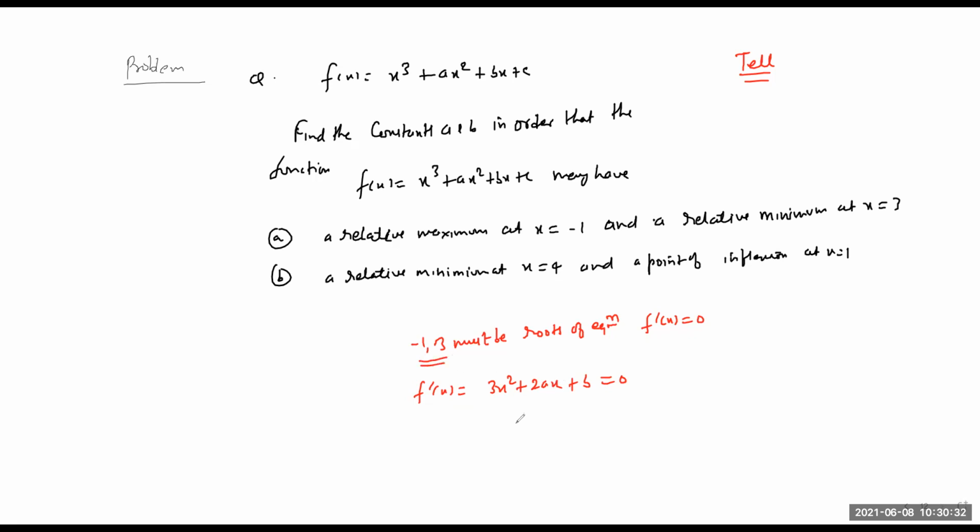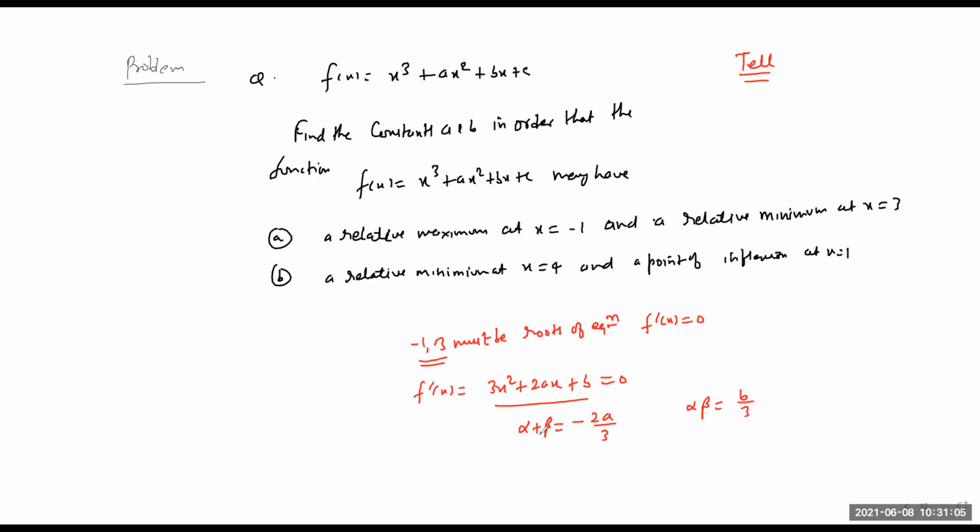So we know the sum of the roots formula. It's quadratic, so in a quadratic equation, the sum of the roots is minus b by a. Alpha plus beta is minus 2a by 3. And what is alpha into beta? It's c by a. Now what is given is that minus 1 and 3 are the roots of the equation.